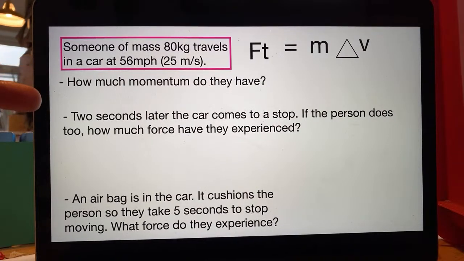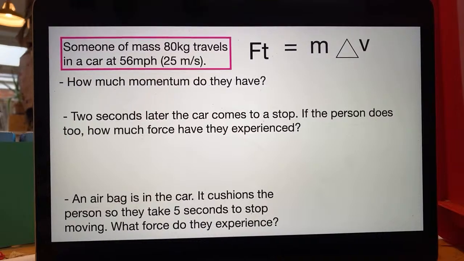2 seconds later, the car comes to a stop. If the person does too, how much force have they experienced? And finally, an airbag is actually in the car, so it cushions the person. So they take 5 seconds to stop moving. What force do they experience?